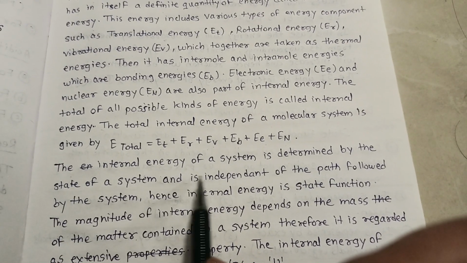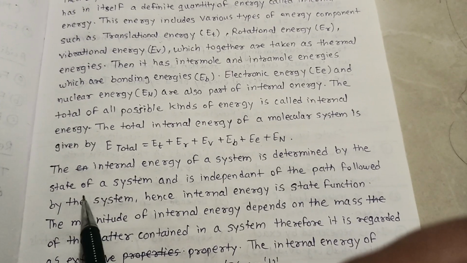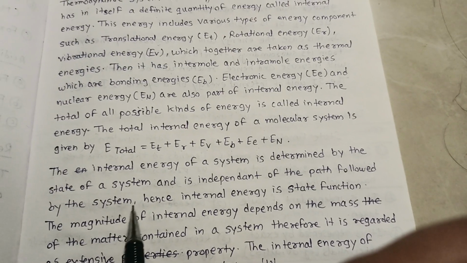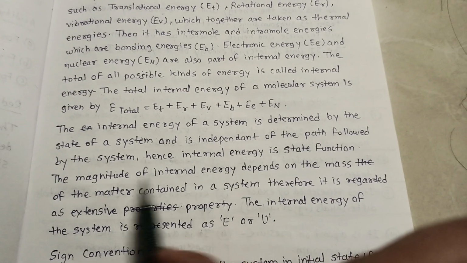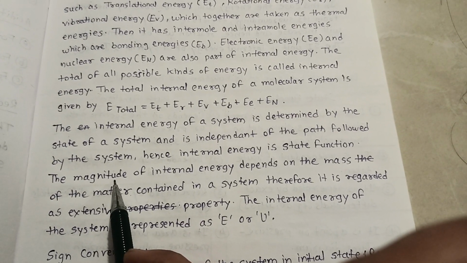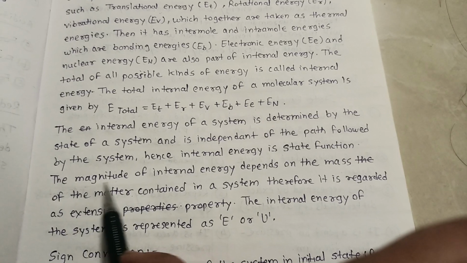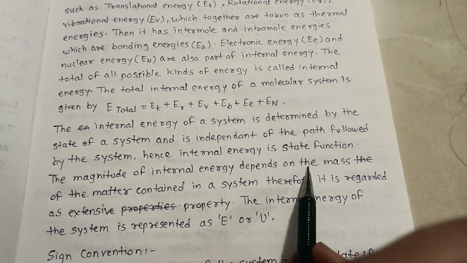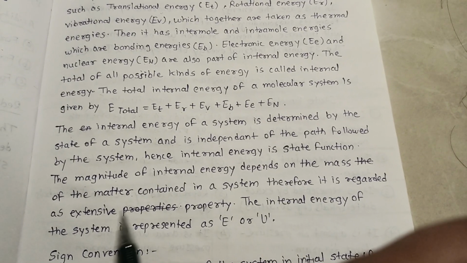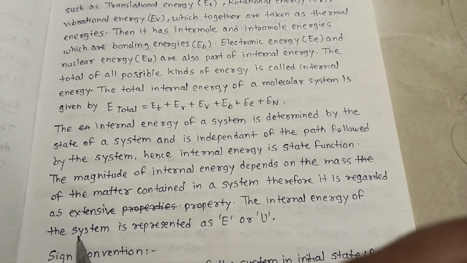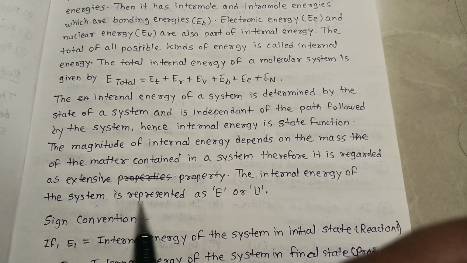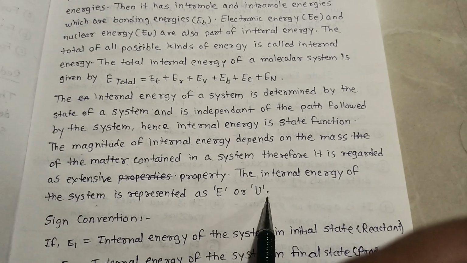The internal energy of a system is determined by the state of the system and is independent of the path followed by the system. Hence, internal energy is a state function. Okay, so it is not a path function, it only depends upon the state of the system. The magnitude of internal energy depends on the mass of the matter contained in a system. Therefore, it is regarded as an extensive property because it depends upon mass. The internal energy of the system is represented as E or U.